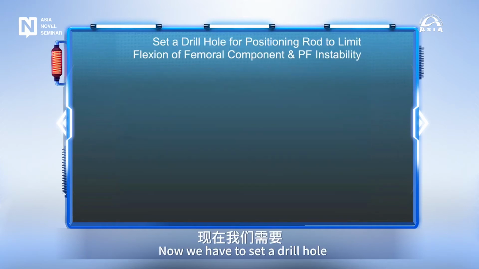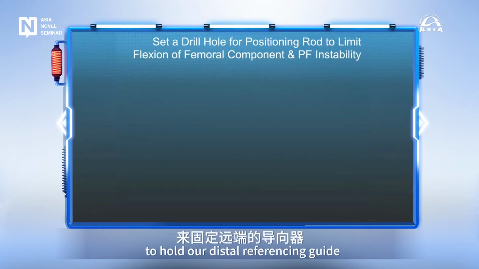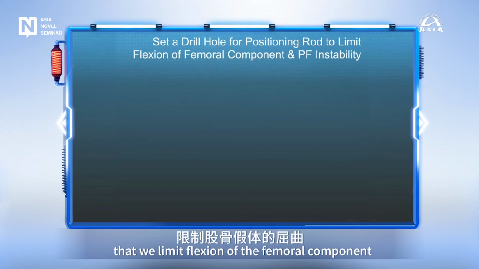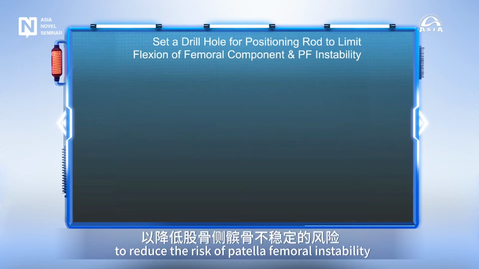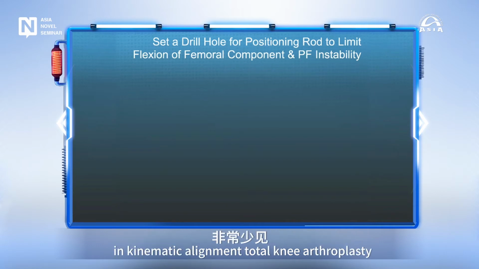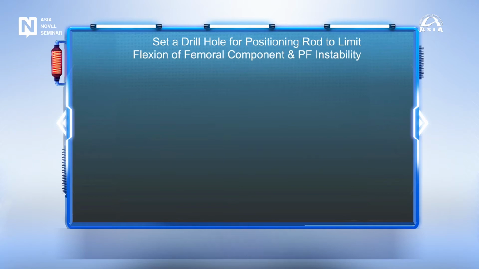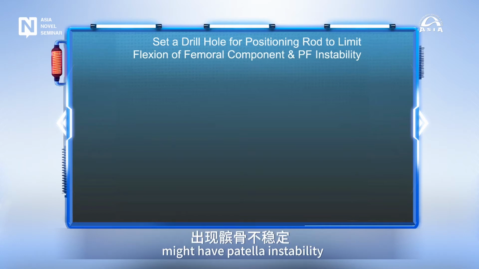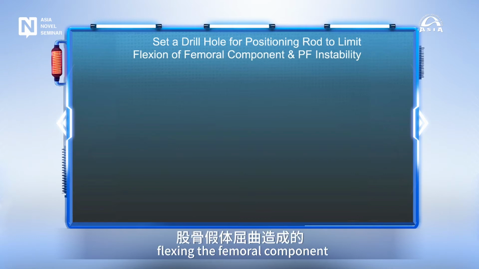Now we have to set a drill hole for a positioning rod to hold our distal referencing guide, and we want to insert it in such a way that we limit flexion of the femoral component to reduce the risk of patellofemoral instability, which is very rare in kinematically aligned total knee arthroplasty. In our experience, an incidence of 0.3%. So 3 out of 1,000 knees might have patella instability, and it's usually caused by flexing the femoral component.